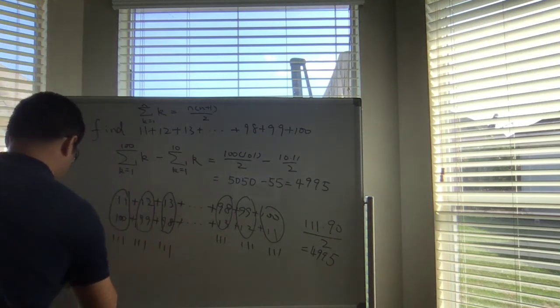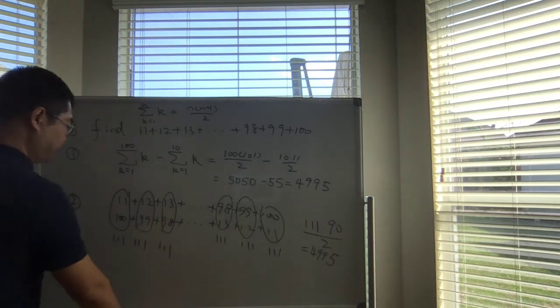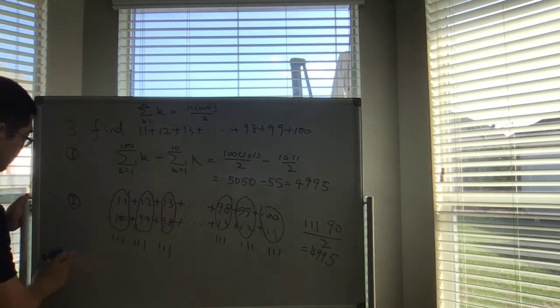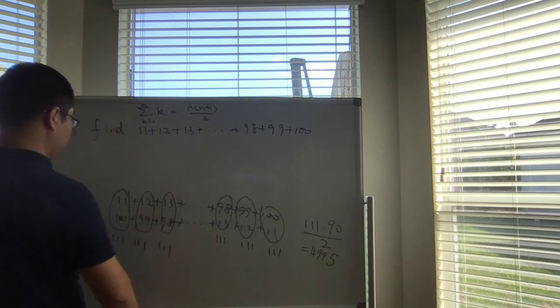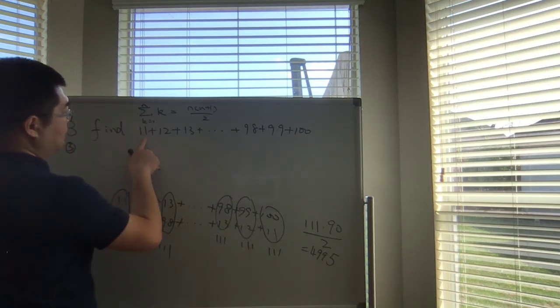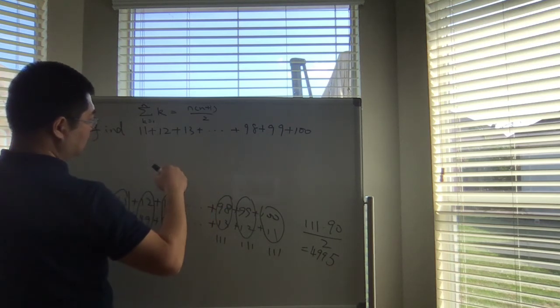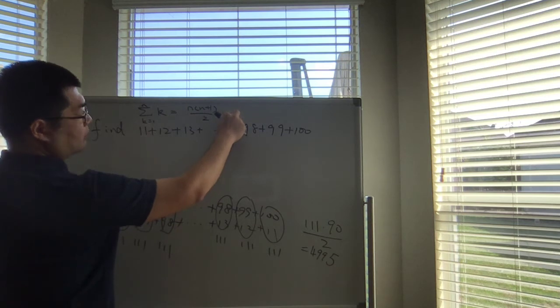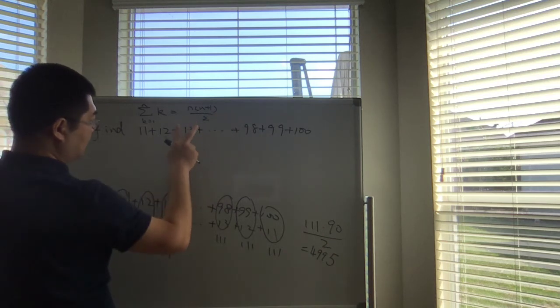The third approach might be a little bit trickier. Okay, let's see. Let me erase this right here. Okay. So let's see the third approach. What I do here is, guys, you see, this is 11, right? Plus 12, plus 13, up to 100. I definitely want to use this formula because it's very quick, okay? But how can I use this formula here?